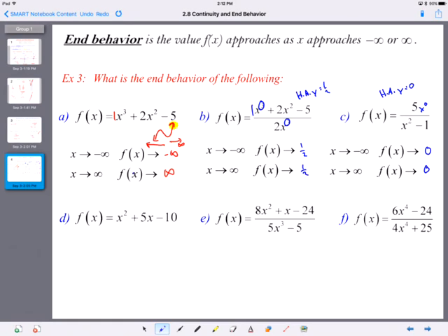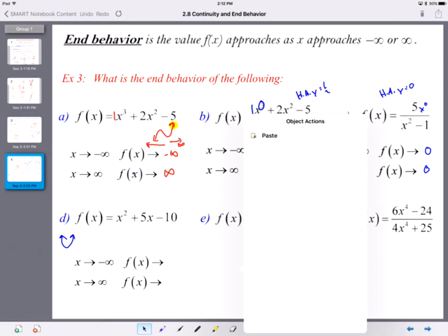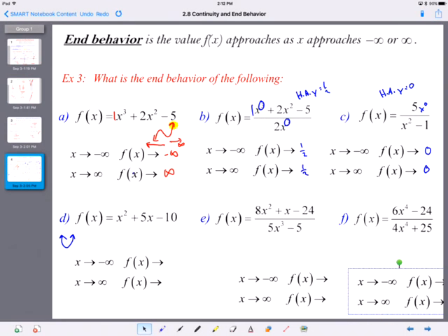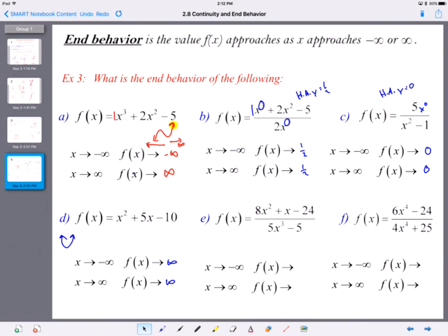D is a polynomial function. It's not rational. You're not dividing by x. So once again, just getting the picture of what the shape is. This is a quadratic opening up. So what does that represent? Alright, well, as x goes to negative infinity, your function is both approaching infinity. It's both going up. So you've got to be able to identify if it's rational or a polynomial function. Both of these, A and D, are not being divided by x's, so it's a polynomial function.